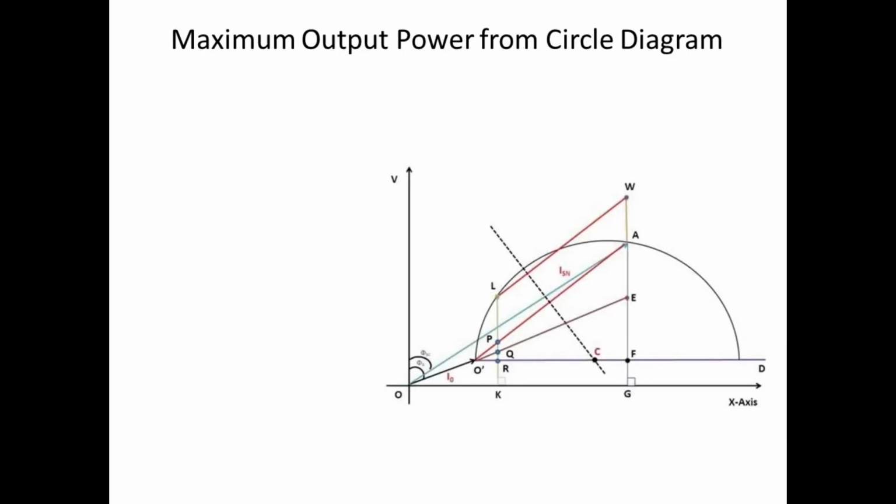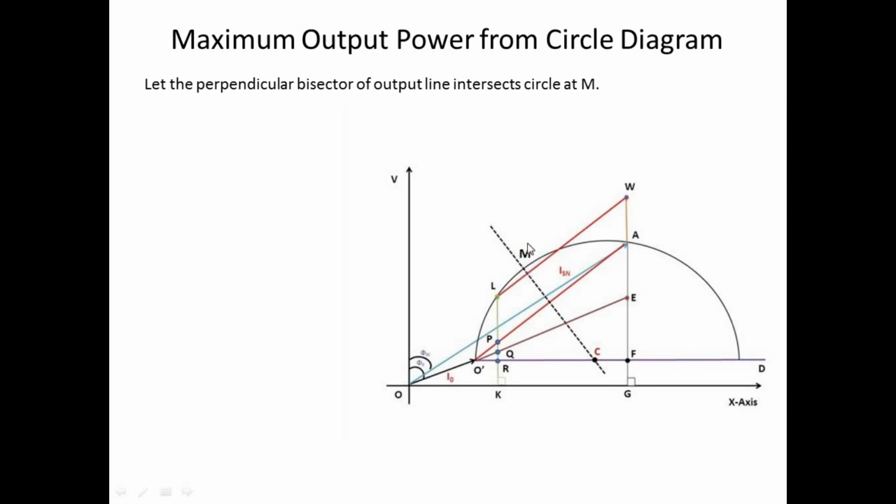So we have the circle diagram like this, and in order to find the point corresponding to maximum output power, we have to consider the perpendicular bisector of the output line. So this line is the perpendicular bisector of O dash A, and let this line meet the circle at M, point M. So this point M is the point corresponding to maximum output power.